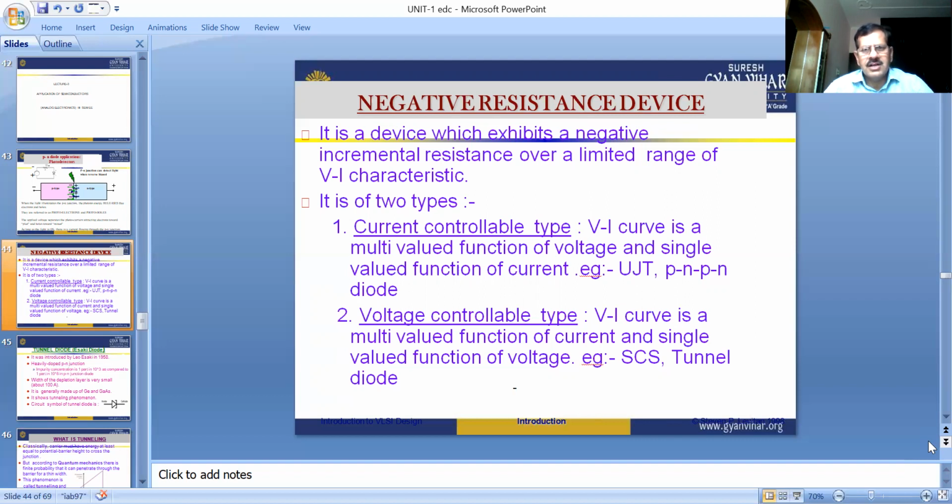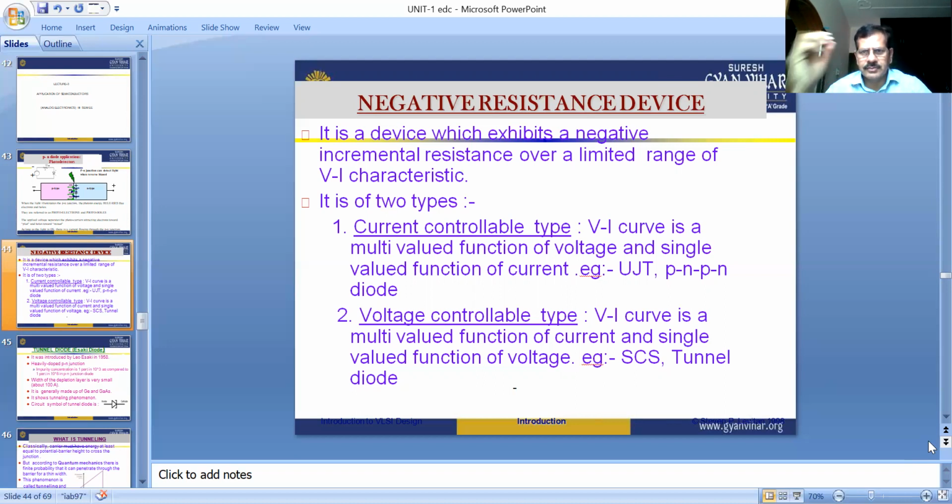devices. In a current control device, the VI curve is a multi-value function of voltage and a single value function of current. For example, UJT and PN diode. These are the two devices which are current controllable type devices. Next one is the voltage control device.